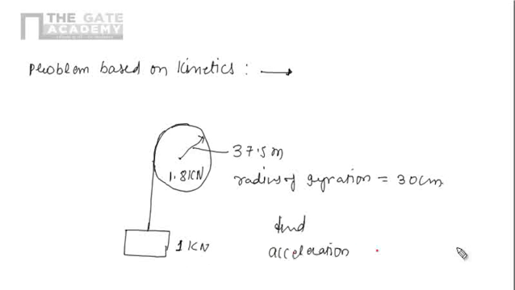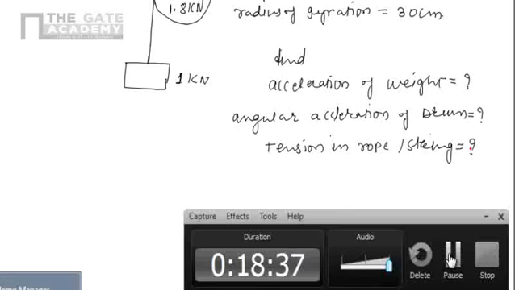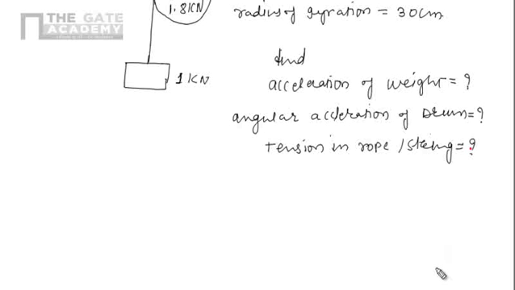In this problem we are interested in the acceleration of the weight, the angular acceleration of the drum, and the tension in the rope string. So we can apply the D'Alembert principle here for solving this problem.